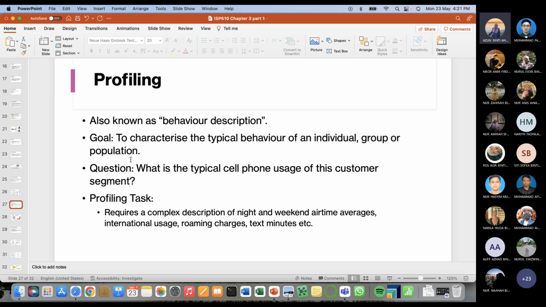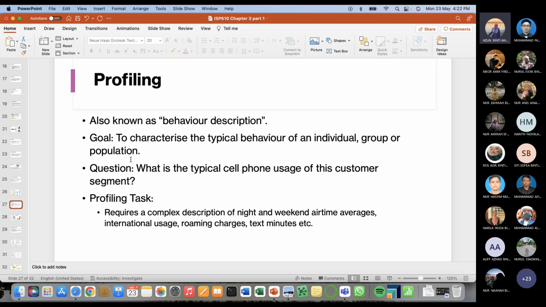And then the question that you can ask is, what is the typical cell phone usage of this customer segment? So kita balik pada telco company tadi. Okay, you can do profiling. Let's say you nak tengok in terms of cell phone usage. You have, for example, 10 individuals, 1 sampai 10, so each individual macam mana. Okay, profile dia punya call usage, dia punya internet usage. So you akan ada setiap satu tu profile, and then you can segmentize those 10 customers into few segments based on their profiles.